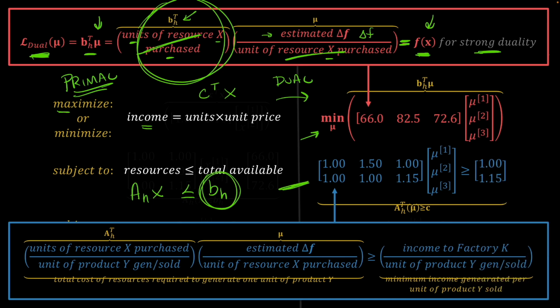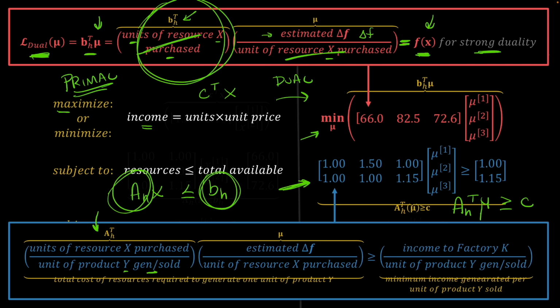Now let's take a look at the constraints for the dual problem, represented in blue. What we see is that it's defined as A sub h transpose, this same A sub h, times the shadow prices must be greater than or equal to C. What does that mean? A sub h represents the units of resource X purchased per unit of product Y generated and sold. Essentially, how much resource is needed per unit of product Y generated or sold.